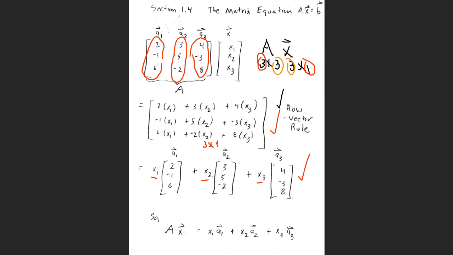The matrix A times the vector x, the matrix product, is therefore a linear combination of the column vectors of the matrix A, where the weights on that linear combination are x1, x2, x3. Those are the values of that vector x.